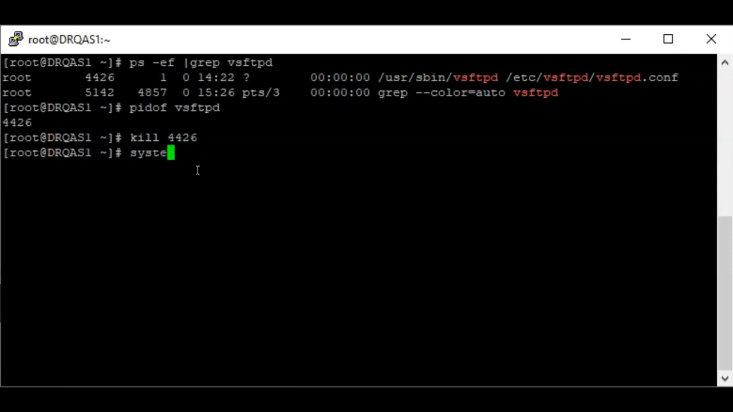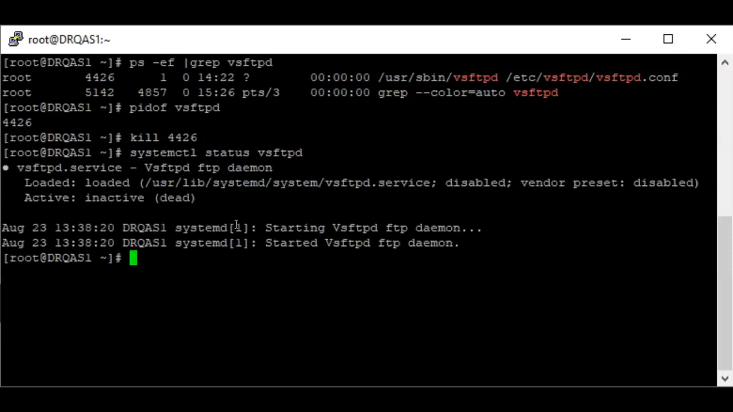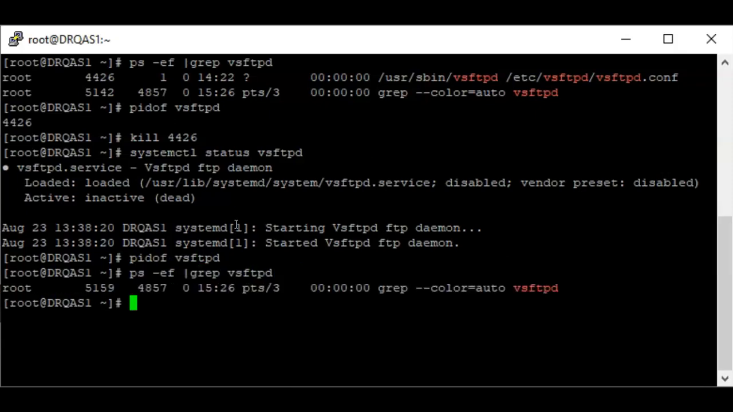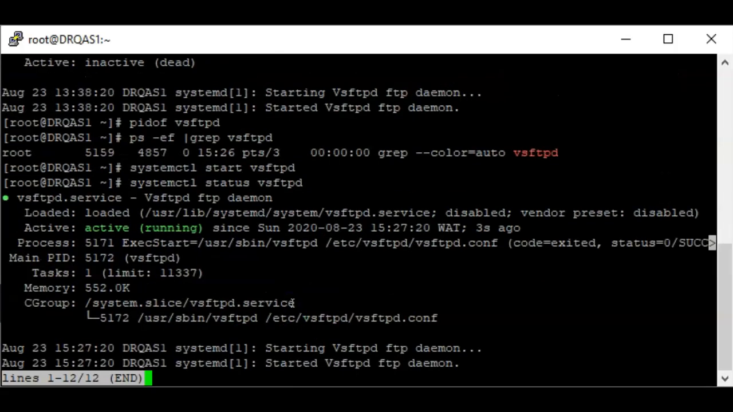If I view the status of this process, you can see that the process is dead. And if I check the PID of vsftpd, the process isn't running any longer. So the process is dead. Let me start the process again. And if I check the status, the process is running again.